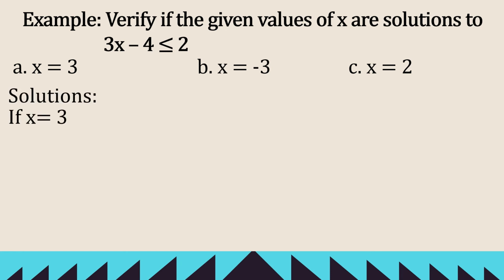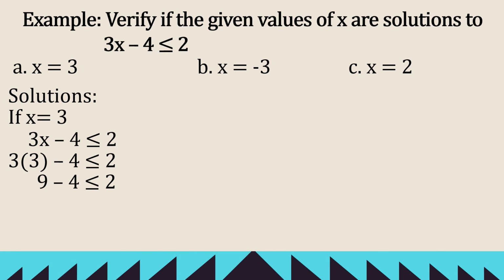Solutions. If x equals 3, copy the inequality: 3x minus 4 less than or equal to 2. Substitute the value of x into the inequality. It will become 3 quantity 3 minus 4 less than or equal to 2.